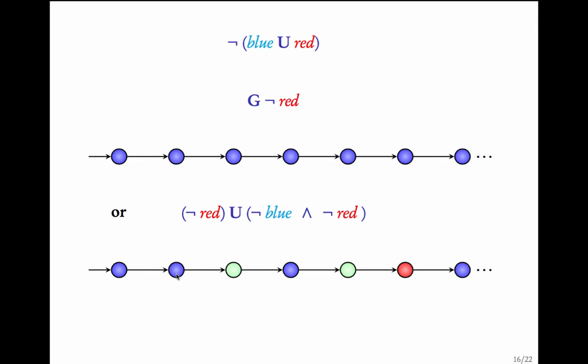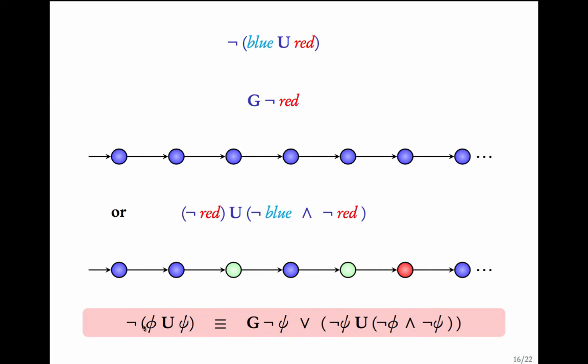And every point before that does not satisfy red. See, not red is true all over the place till here. And what we want to claim is that in the part where not red is true, blue becomes false as well. That is what is said by this formula. So, not of blue until red is equivalent to either G of not red or not of red until not blue and not red.